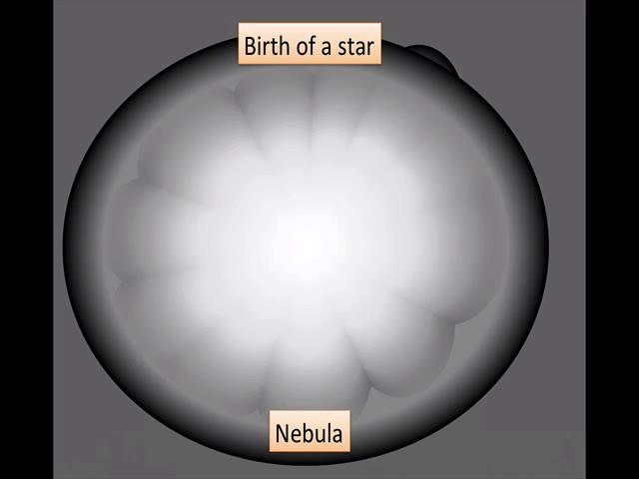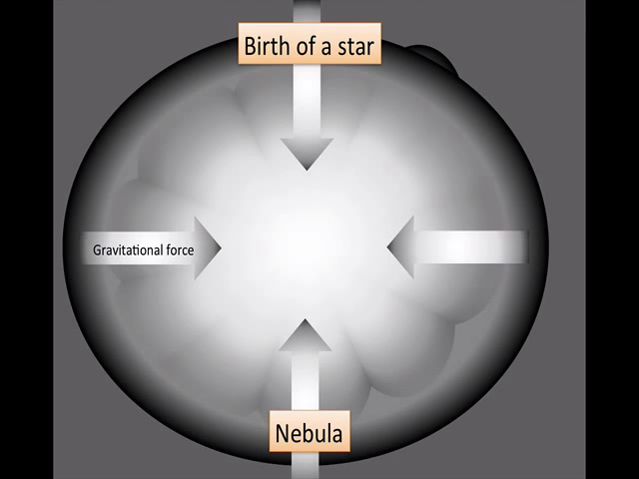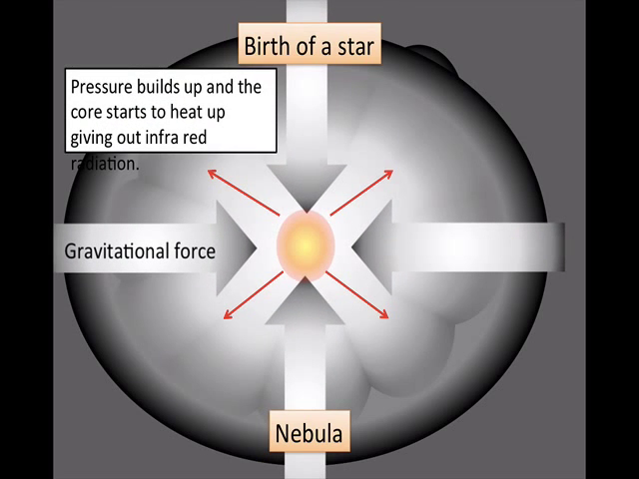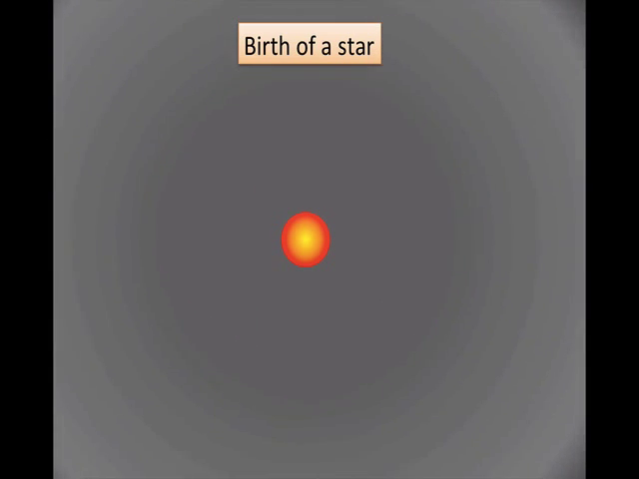So the birth of a star. Here's basically what happens. You have your big cloud of gas. Gravity pulls inwards on the big cloud of gas, and it causes the cloud of gas to contract towards the center. And as a cloud of gas is compressed, the laws of thermodynamics tell us that the temperature goes up. Okay, so pressure builds up and the core starts to heat up, giving out infrared radiation. So you've just got this force inwards of gravity. A star is born essentially when fusion begins.